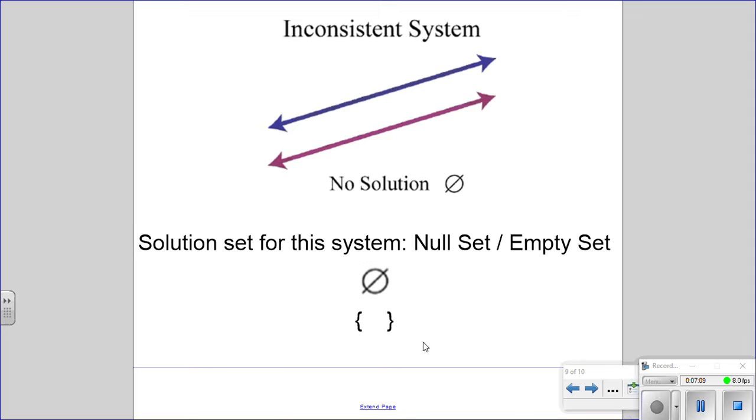And you can see another way to write it is with the braces, and you don't put anything in the middle of them, again, because there's no element, there's no ordered pair that would satisfy or make the system true.